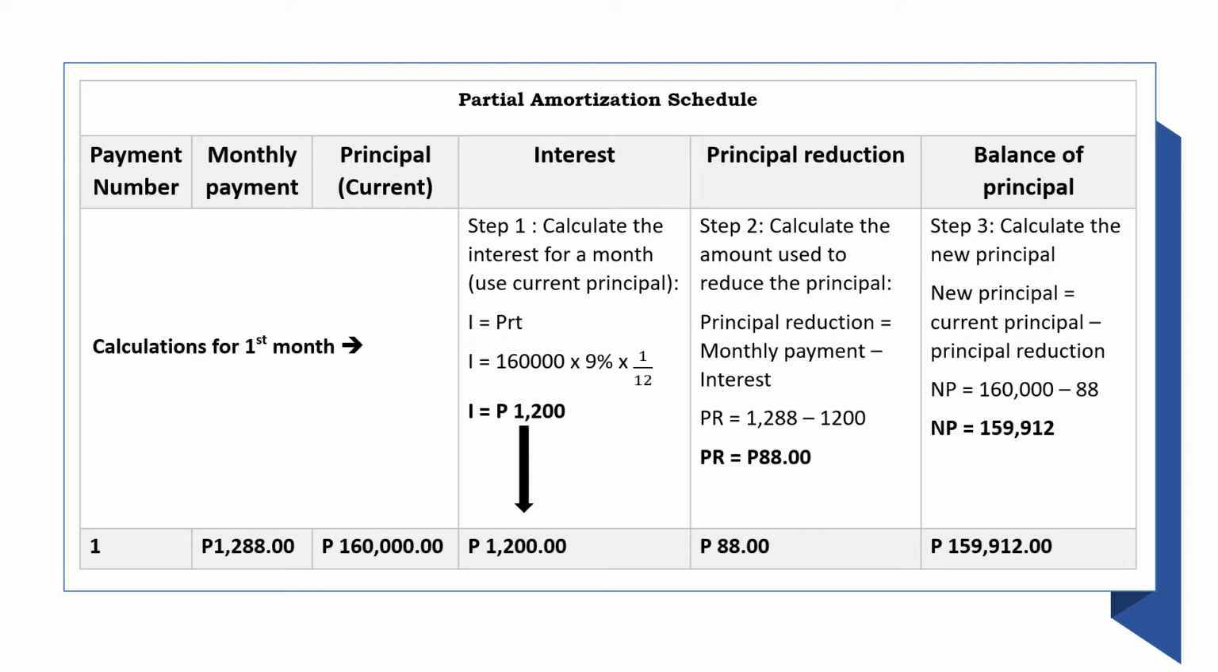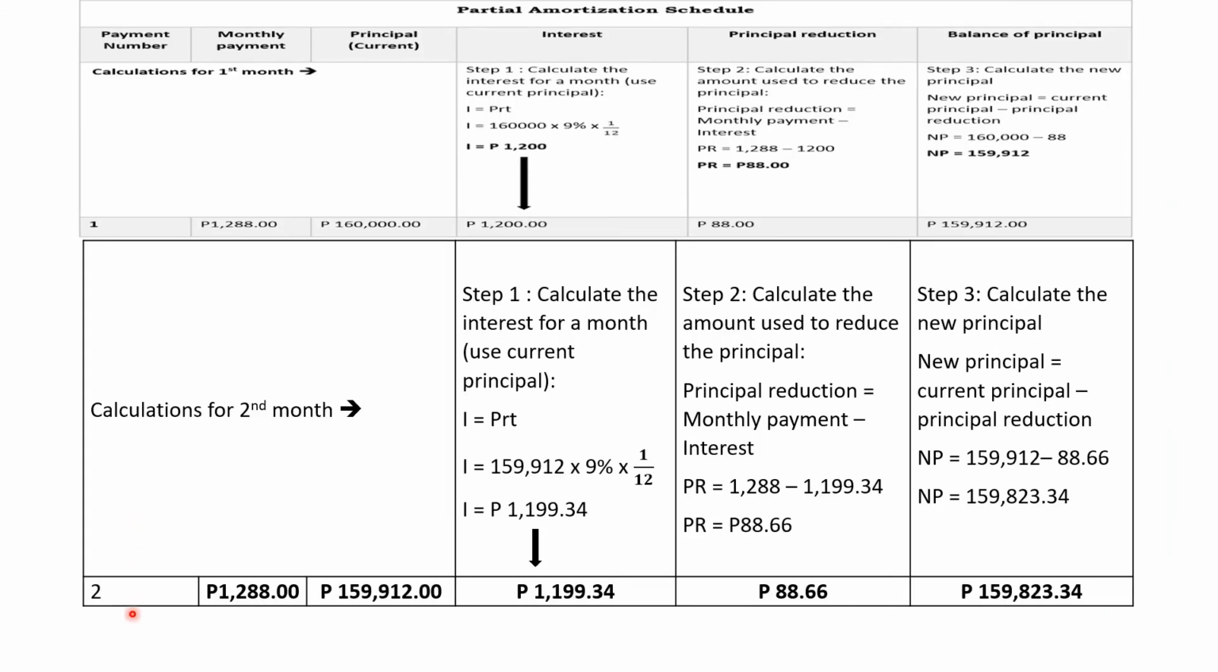Let us now proceed to the second monthly payment. Payment number 2. Still, our monthly payment is 1,288 pesos. Our current principal changed from 160,000 down to 159,912. We just copied the balance of principal from payment number 1.